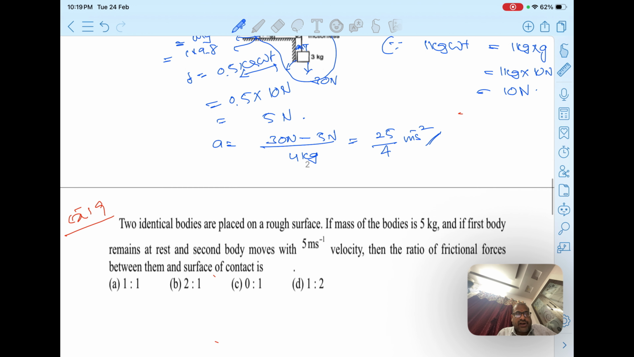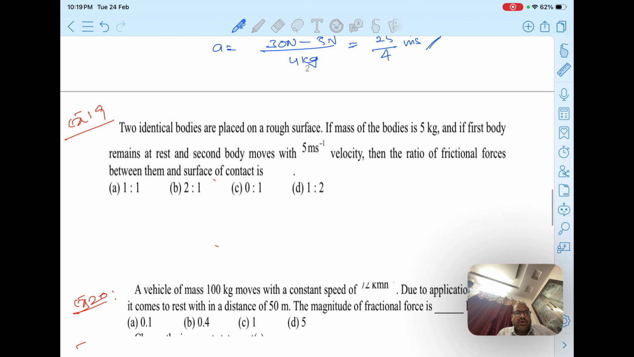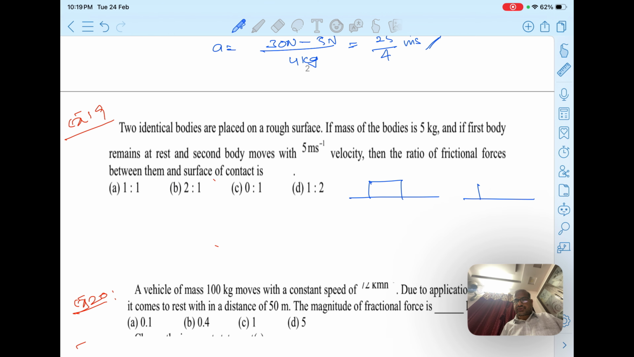This is the answer. Next you will write: two identical bodies are placed on a rough surface. If the mass of the body is 5 kg, and if the first body remains at rest and the second body moves with 5 meter per second velocity, find the ratio of frictional forces between them and the surfaces of contact. Okay, let us draw the diagram. Two identical bodies are placed on a rough surface. Fine, identical bodies are on a rough surface, no issue. Surfaces are rough here. Mu is not 0.